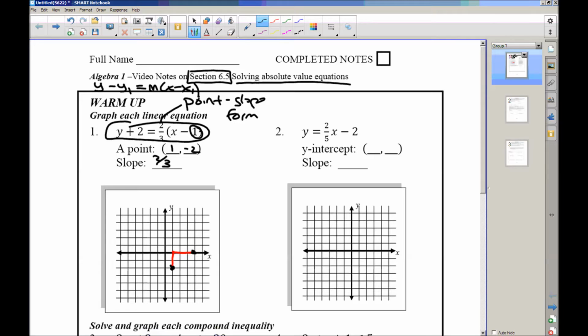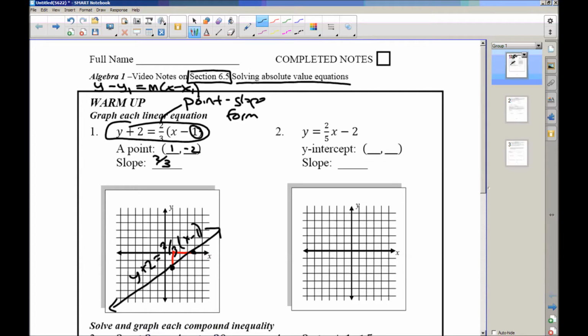Remember the slope tells us the steepness of our line, which is between every 2 points you should be able to go up 2 and right 3. Okay, and there's our line. And we'll go ahead and label our line: y plus 2 equals 2/3 times x minus 1.